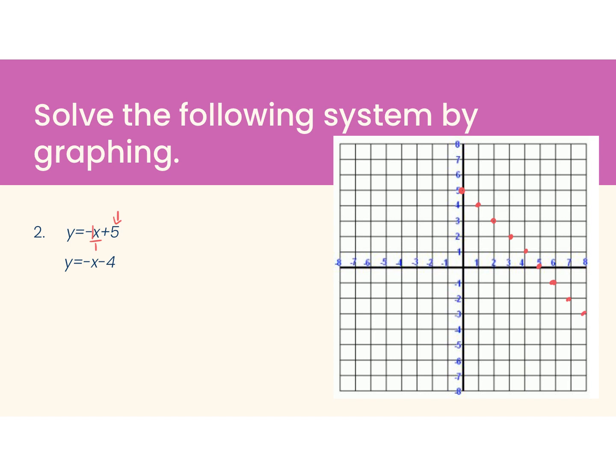And if I can't go down into the right, I'm going to go up into the left. And then I'm going to throw that line in like that. And now I'm going to graph my second one. So my second one is y equals negative x minus 4. So I'm going to start on negative 4.